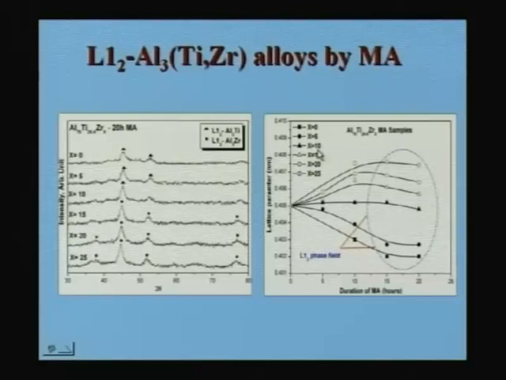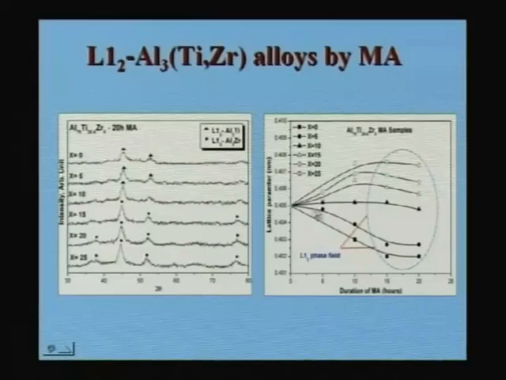Zirconium is low, titanium is more. So when the titanium is more and zirconium is low, you are on the Al3Ti side of the phase diagram. If you are on the Al3Ti side, you will see the effect of titanium here. As the titanium goes into the aluminum, the lattice parameter decreases, and beyond a certain time it stabilizes, and that is where the Al3Ti forms. So after about 15 hours of milling, Al3Ti forms and the lattice parameter gets stabilized.